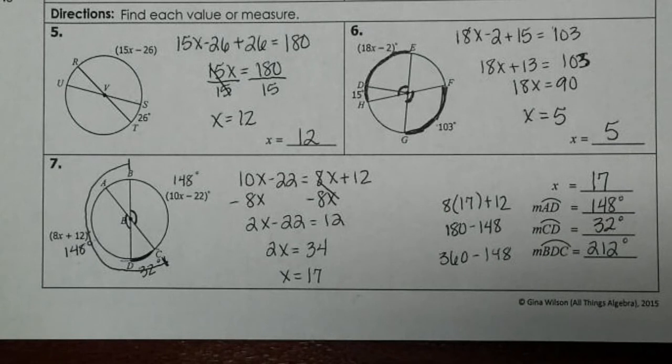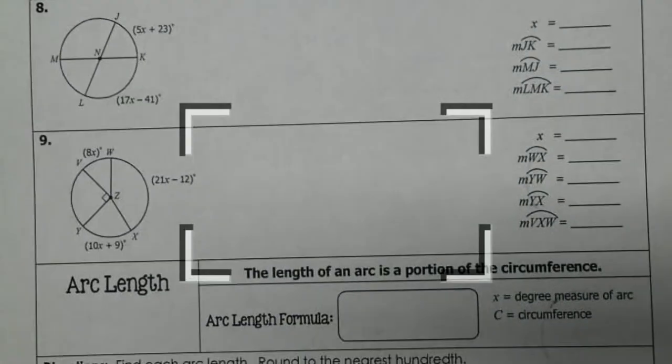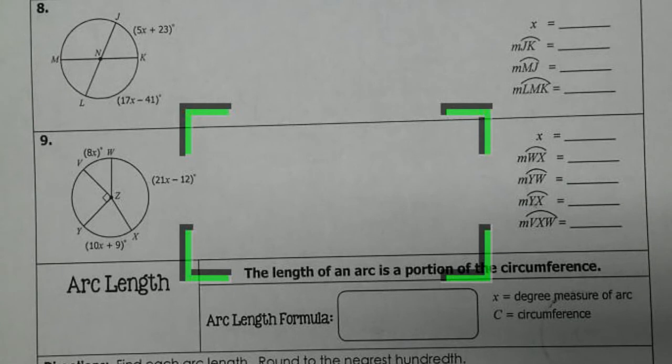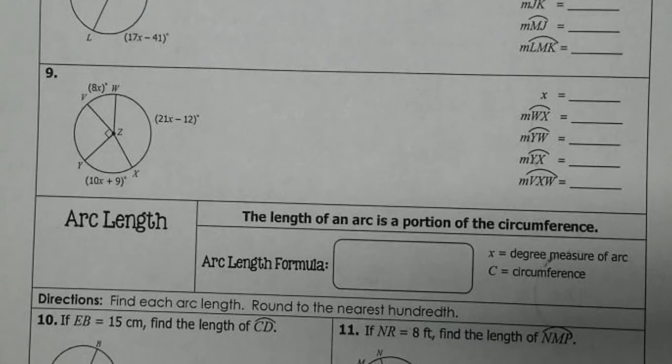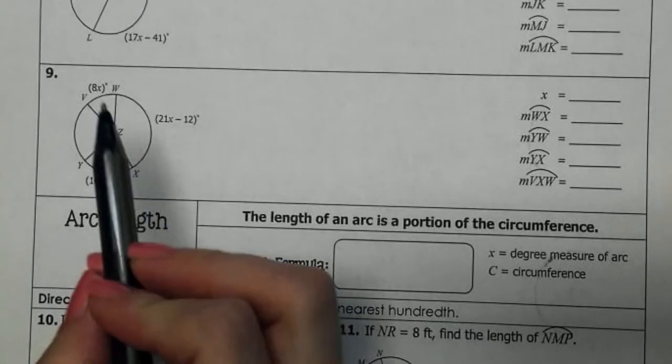Okay, let's flip it over. Let's look at the back. Okay, let's skip number 8. Let's look at number 9. We want to find x first. I have a 90-degree angle here, so that means I have a 90-degree arc here.